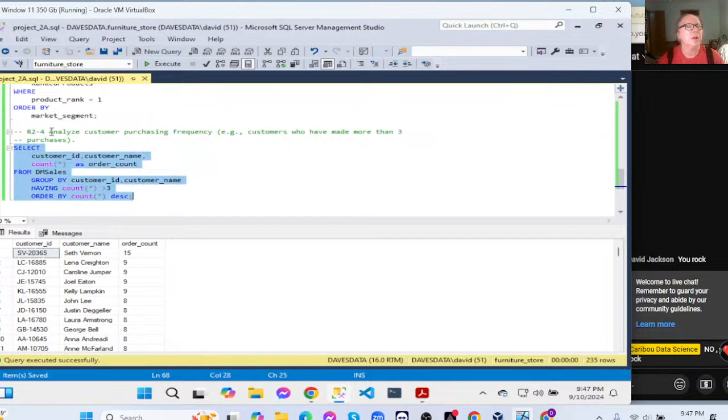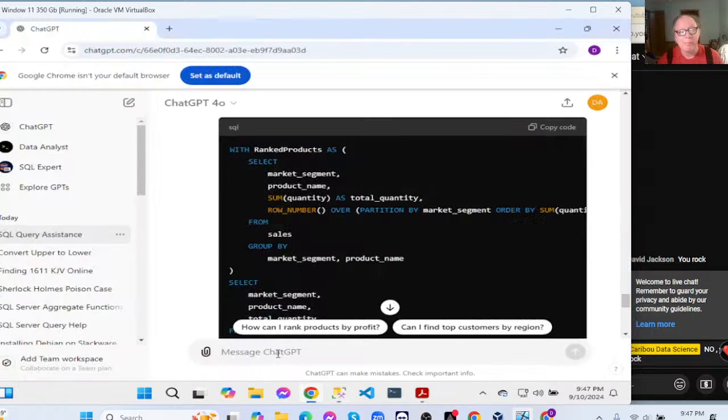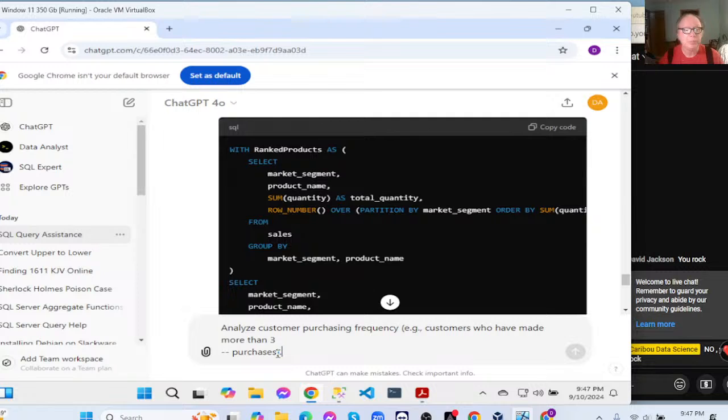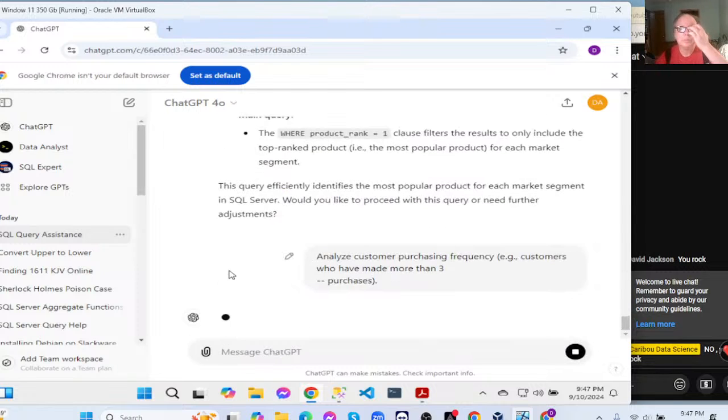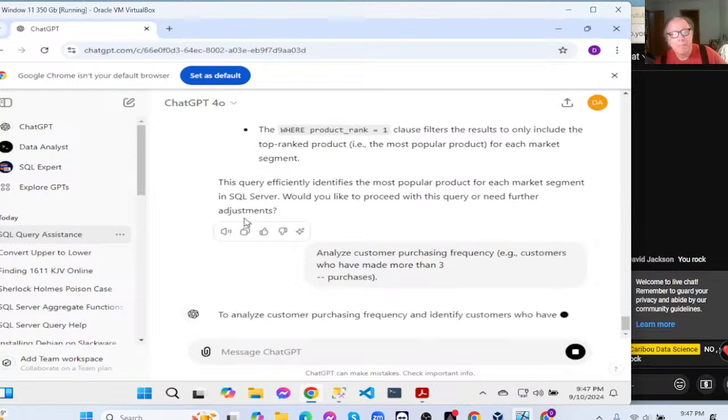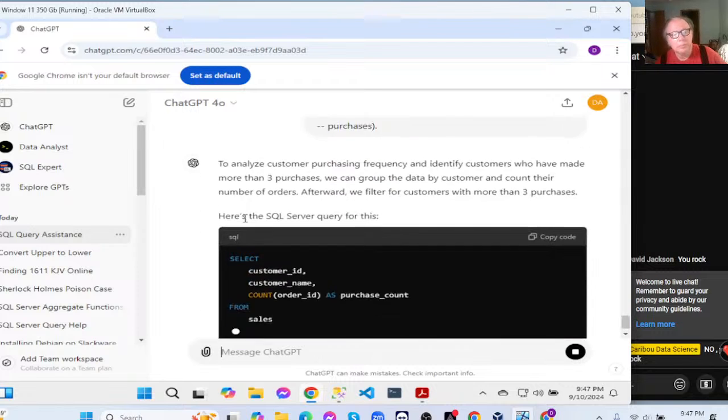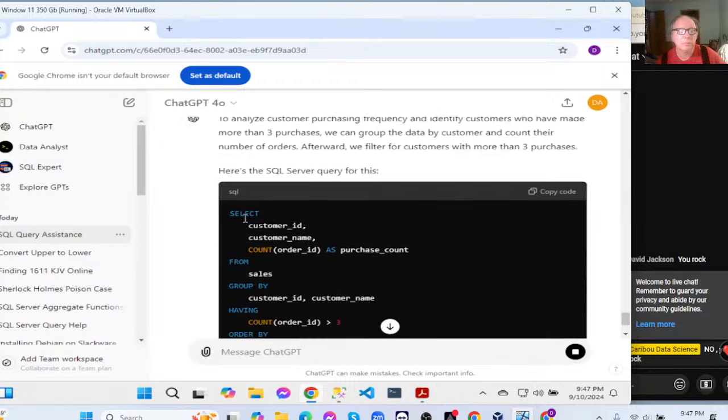And there you have it. The customer with the most orders is Seth Vernon. The next is Lena Crichton at 9, Carolyn Jumper at 9, Ann Joel Eaton at 9, and Kelly Lampkin at 9, followed by a host of those with less than that, okay? So let's just try this and see if it agrees with us, okay?